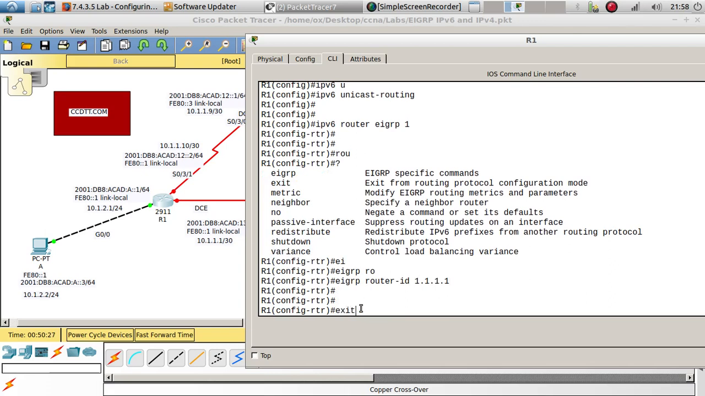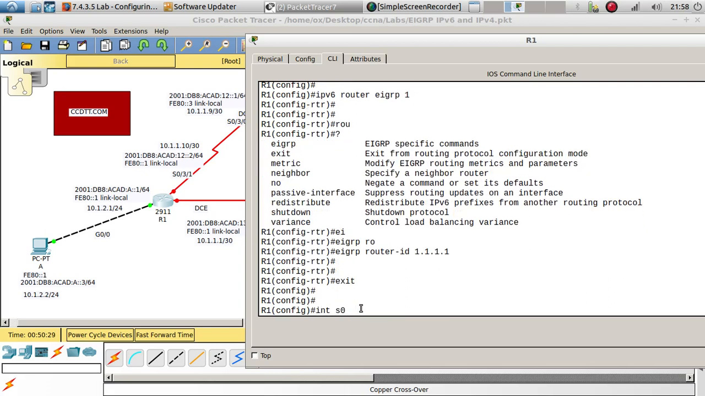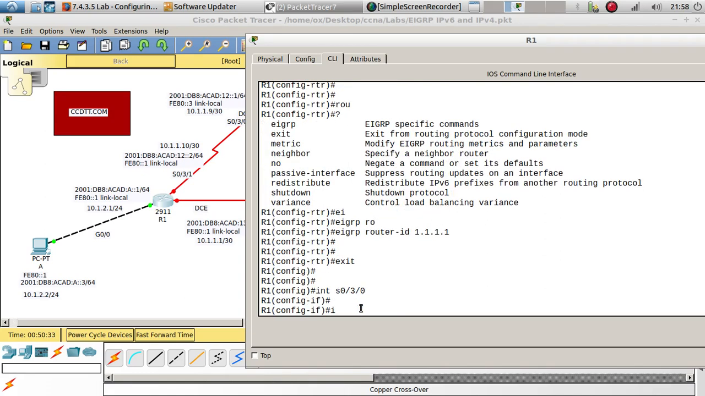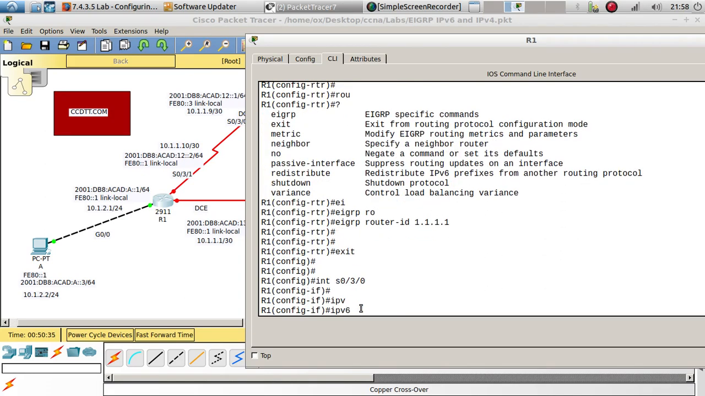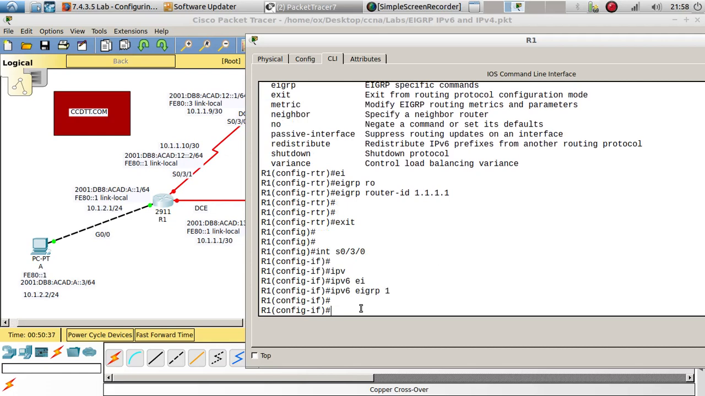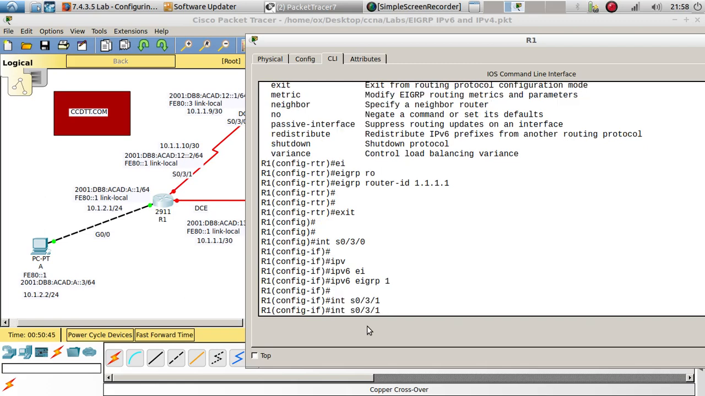Alright, let's exit. Let's go to interface 0/3/0. Let's do ipv6 eigrp 1 to enable it on interface 0/3/0, and then let's go to 0/3/1 and configure that with EIGRP and the autonomous system 1.